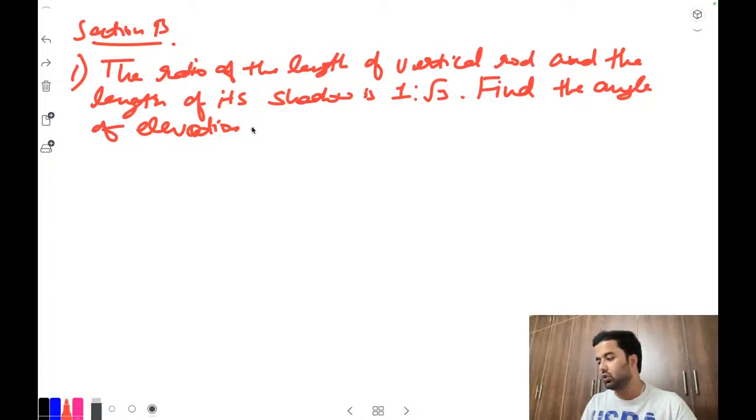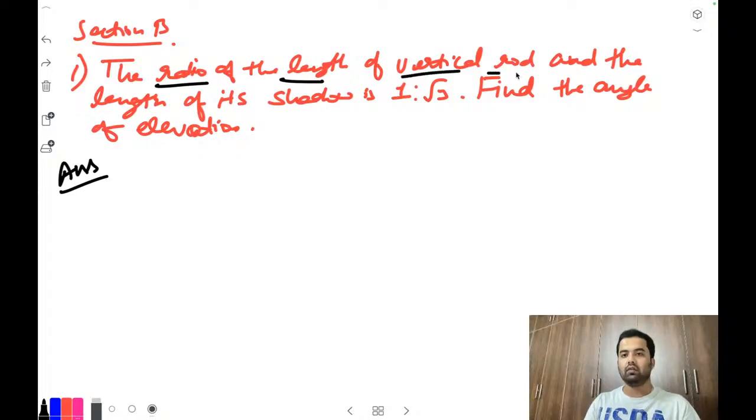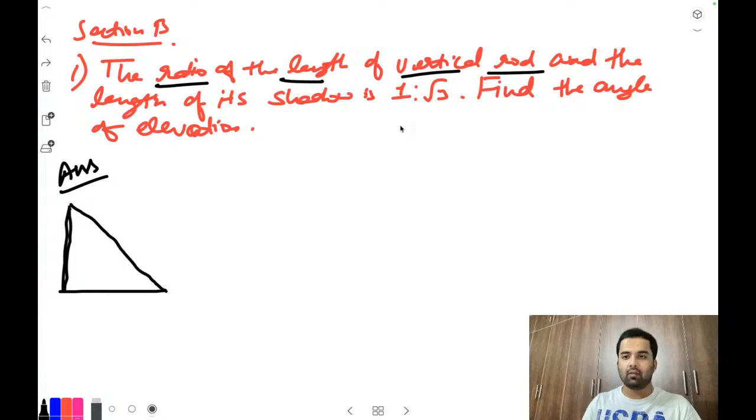So just figure out what to do here, okay? See, easy one, no need to worry about. By the help of the question, we'll first draw the diagram, okay? Ratio of length of vertical rod. Okay, same way. Let me draw on the side because we don't have that much space. See, this is our tower, and the shadow is this. Question is asking about what? Find the angle of elevation, which means theta value it is asking about.